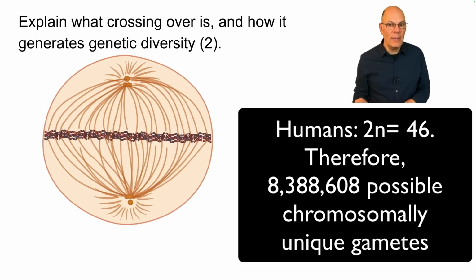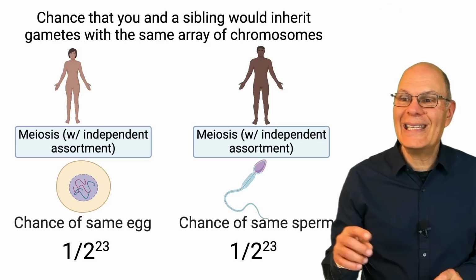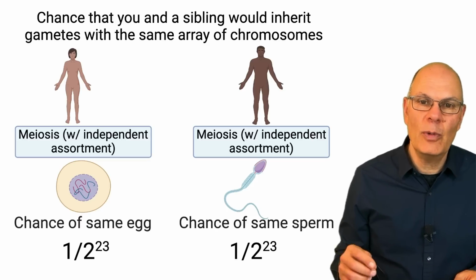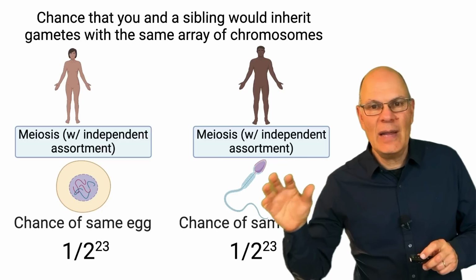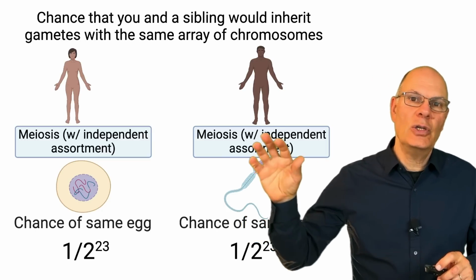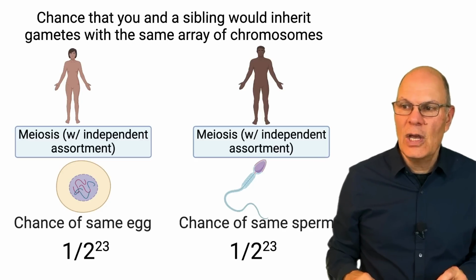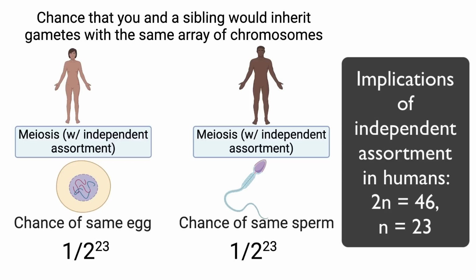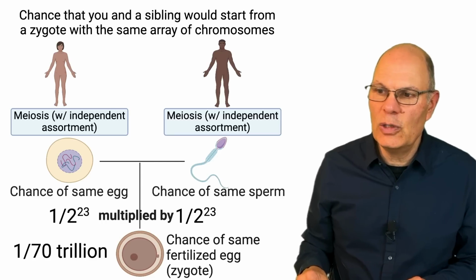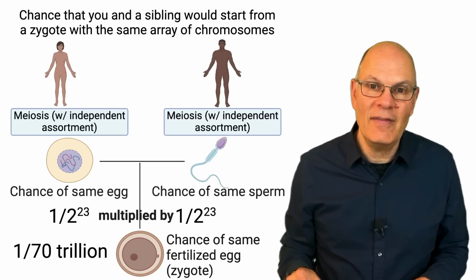That's 8,388,608 possible combinations. That's the chance that any 2 sperm cells or any 2 egg cells would have exactly the same array of maternal and paternal chromosomes. So what's the chance that you and a sibling would have the same chromosomal inheritance? In other words, you'd inherit the same array of chromosomes in your dad's sperm and the same array in your mom's egg. Well, those are independent events. So the same egg, it's 1 over 2 to the 23rd. The same sperm, it's 1 over 2 to the 23rd. You multiply those two together, and that's 1 in 70 trillion.